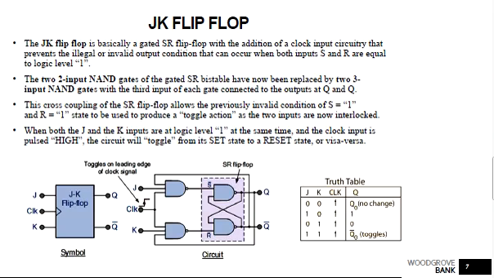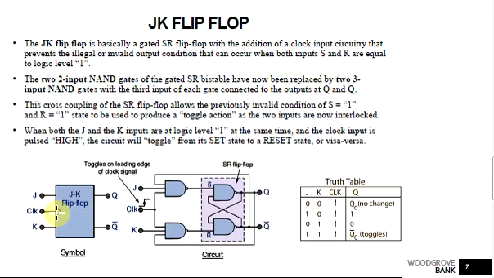The JK flip-flop is the most widely used of all flip-flop designs and is considered to be a universal flip-flop circuit. Both the S and R inputs of the previous SR bistable flip-flop are now replaced by two inputs called J and K respectively, named after the inventor, Jack Kilby. So here J corresponds to S, and K corresponds to R.